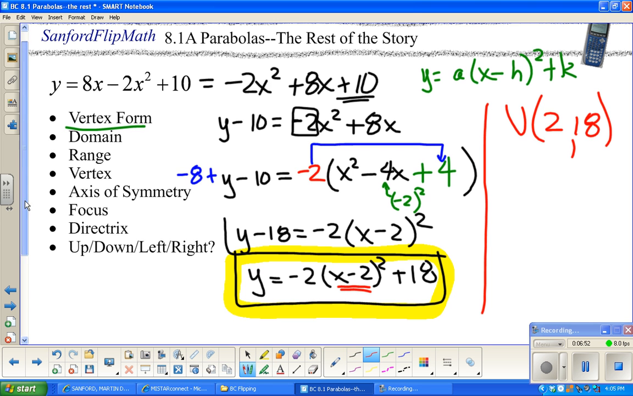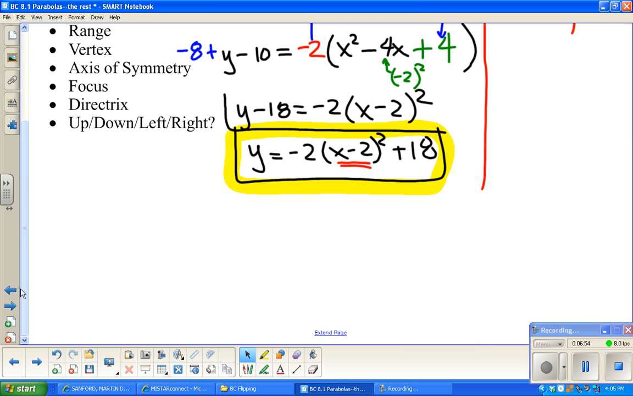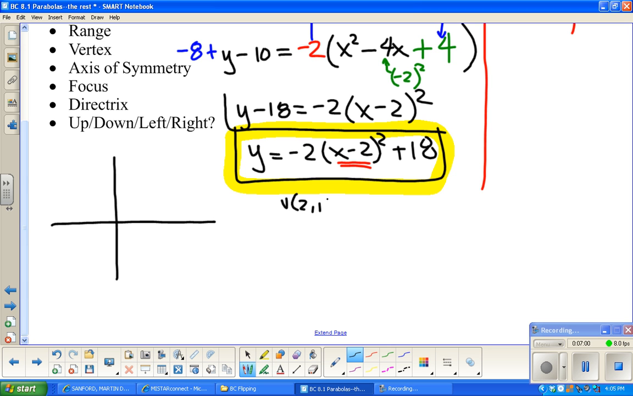The axis of symmetry. Well, let's just do a little sketcherino here. I'm sure that's Italian for sketch. Okay, I'm lying. So we said the vertex, again, was at 2, 18. So I'm going to go 2 and way up to 18. And it's going to open down, and it's stretched vertically, so it's a little narrower looking than it was. So something like that.